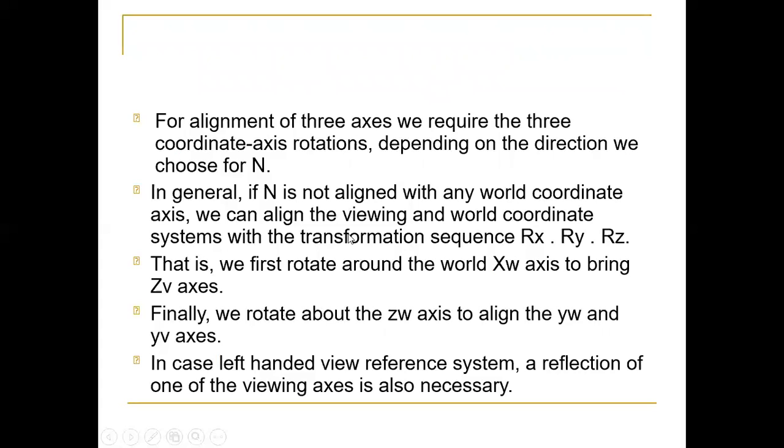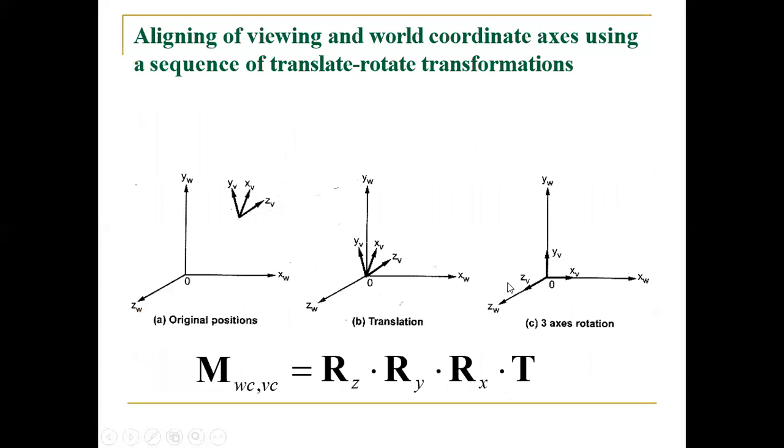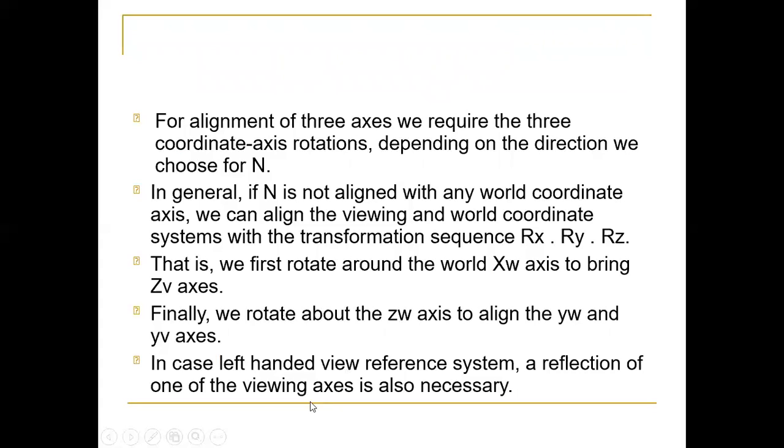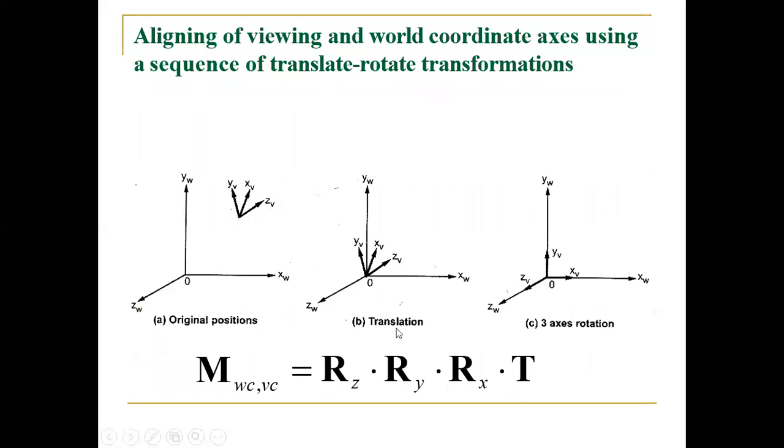So if n is not aligned, we can align the viewing and world coordinate systems with the transformation sequence of Rx, Ry and Rz. That is, first we have to rotate around the world axes such that I bring my xv to xw, then I bring my yv to yw, then I bring my zv to the zw axis, right? So this is the final transformation.